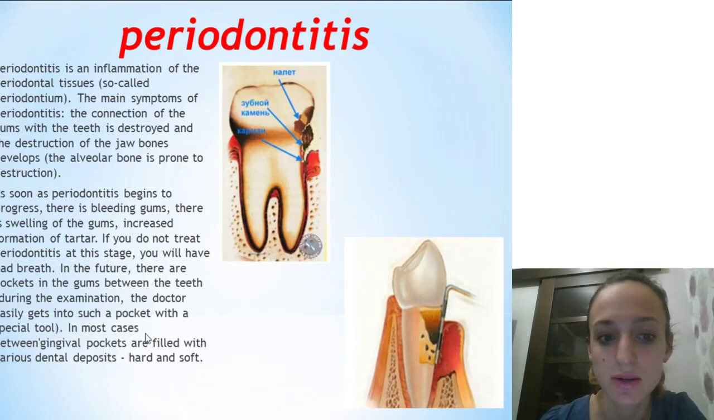As soon as periodontitis begins to progress, there is bleeding and swelling of the gums and increased formation of tartar or calculus. If you do not treat periodontitis at this stage, you will have bad breath. And in the future, there are pockets in the gums between the teeth. In most cases, the gingival pockets are filled with dental deposits, hard or soft.